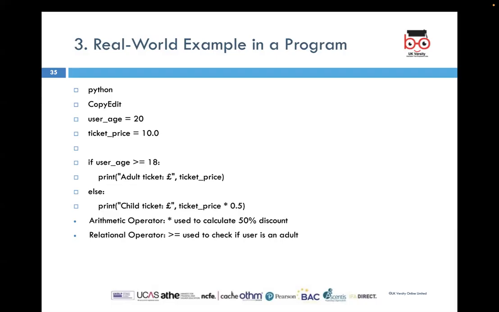Real world example in a program. So a user age is 20, ticket price is 10.0. If user age is greater than or equal to 18, print adult ticket with the ticket price, else print child ticket with the ticket price multiplied by 0.5, which gives a 50% discount. The arithmetic operator is multiplication, used to calculate the 50% discount. The relational operator is the greater than or equal to, used to check if a user is an adult.